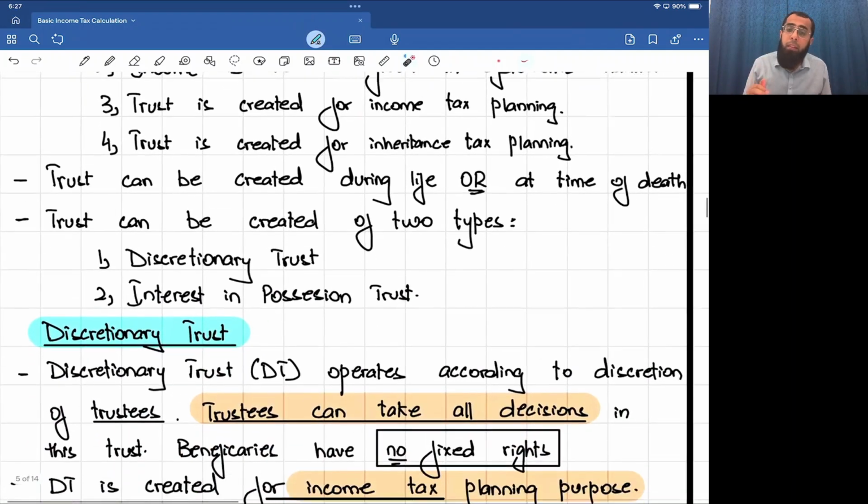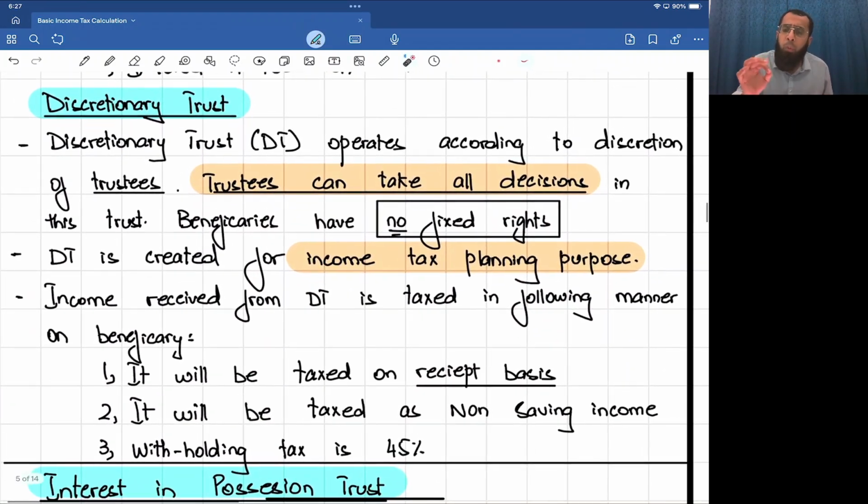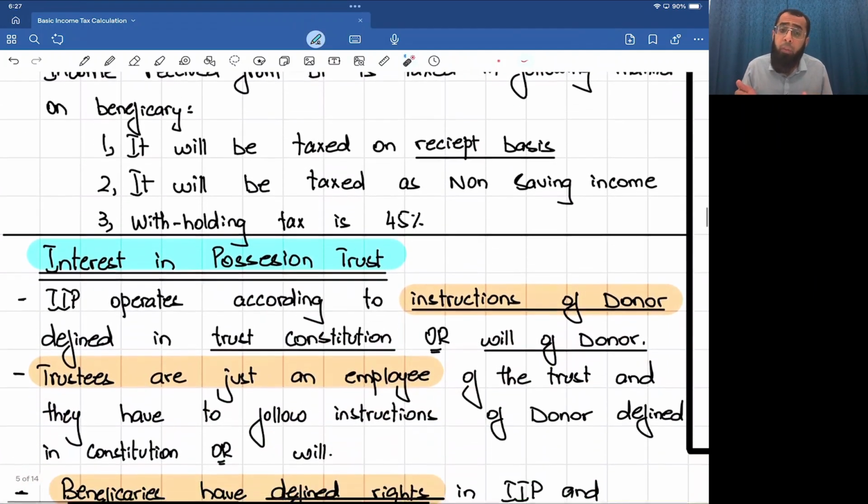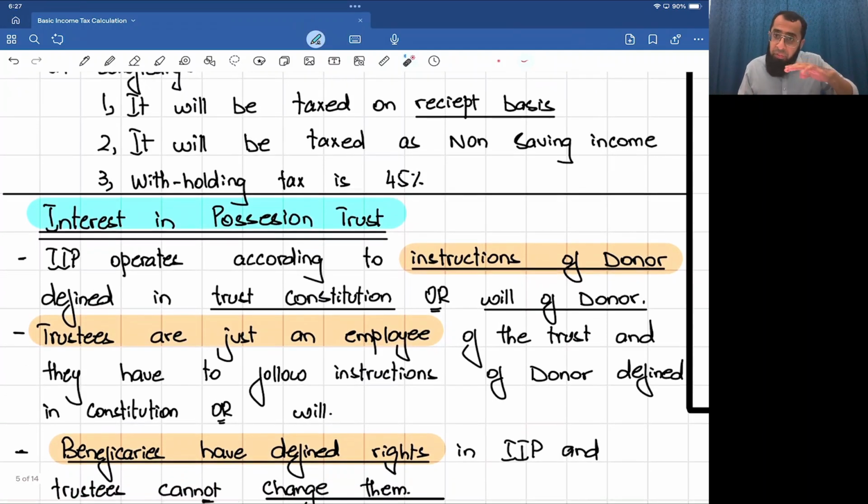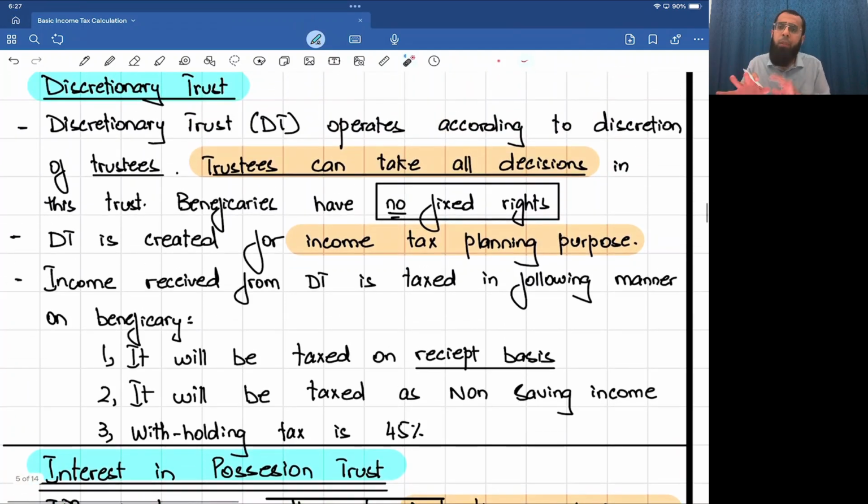Now, within this, there is a discretionary trust, which is a purely tax planning trust, in which the donor makes himself a trustee and uses the trust to change the beneficiaries, selecting the beneficiaries who have the personal allowances and the tax bands available so that he can benefit from saving income tax. There is one more type of trust, the interest in possession trust, which is a fixed trust, operating according to the rule, according to the constitution. Trustees are just an employee. But that's a separate debate. Currently, we are looking at discretionary trust, which is created for tax planning.